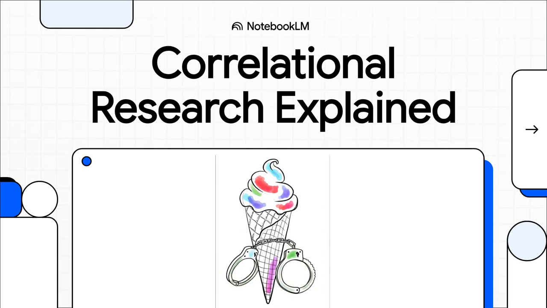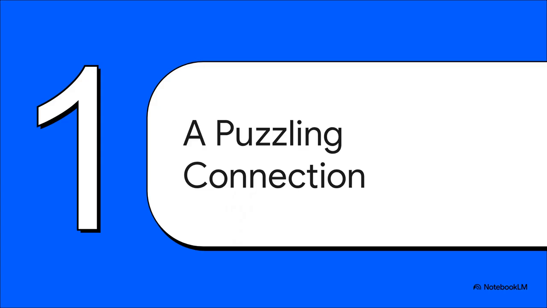Welcome to The Explainer. Today, we're going to tackle a term you probably hear all the time, correlational research. We're going to break down how it works, and this is the big one. We'll uncover the single golden rule you absolutely need to know so you don't fall for a really common statistical trap. Okay, so to kick things off, let's start with a classic puzzle.